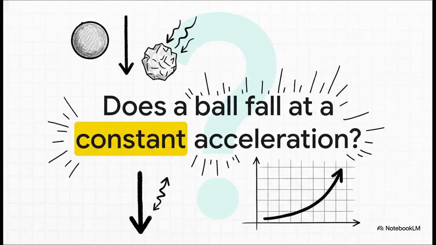Think of it as the story of a falling ball, told through the lens of AP Physics. So, let's kick things off with a question that seems super simple on the surface. If you just drop a ball, does it fall at a constant acceleration? Now, if you've been in any physics class, your brain is probably screaming, yes, of course, it's 9.8 meters per second squared. But the real world has a little twist, and that's where things start to get really interesting.